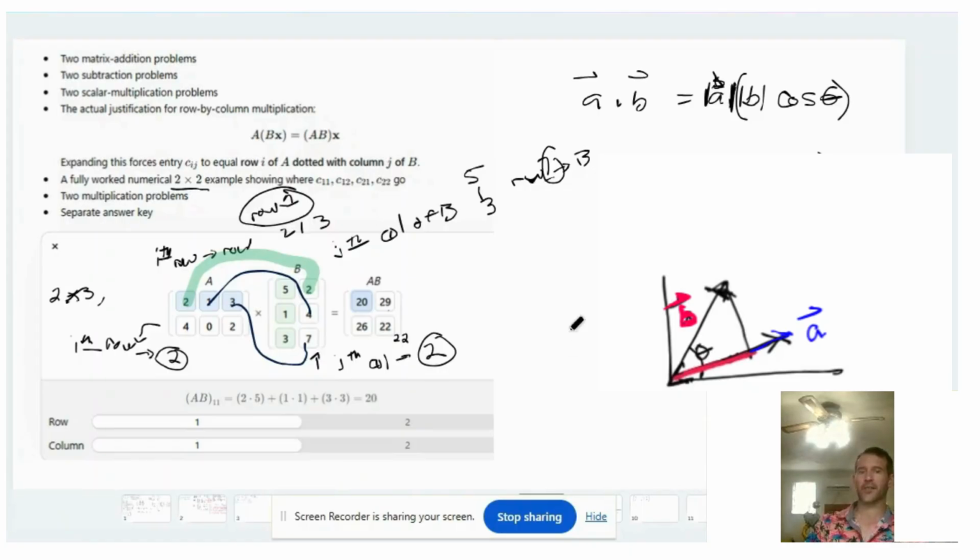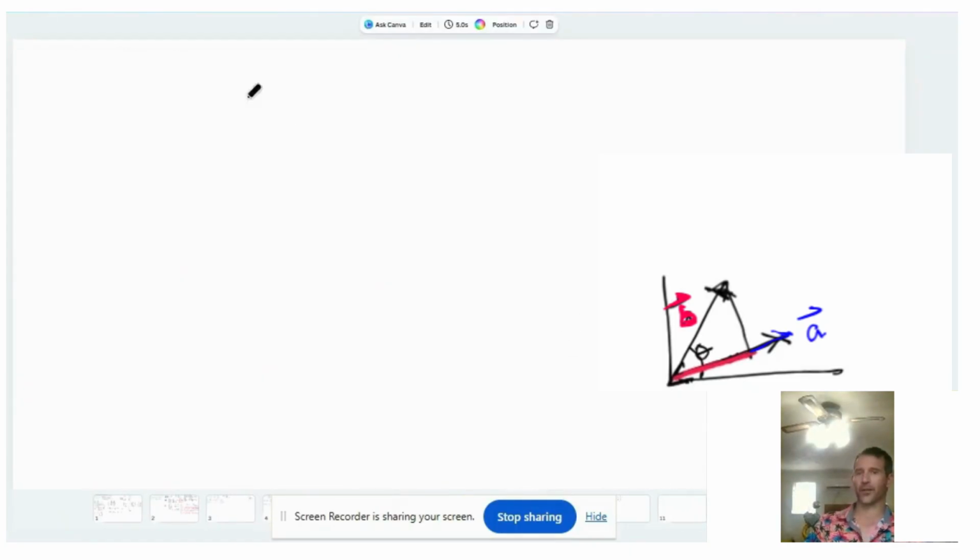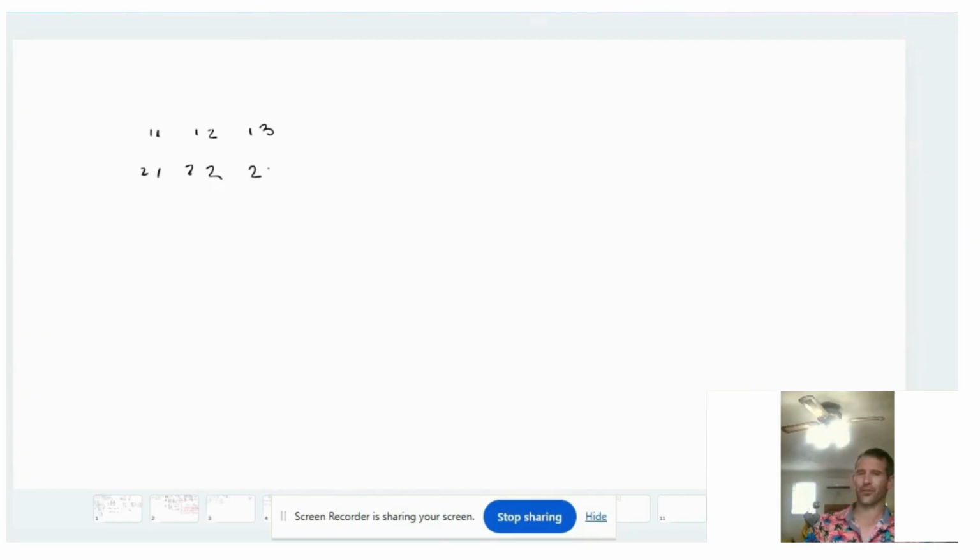So if we set this up, if we come up with an algorithm, respectfully, if we've got entry 1, 1, 1, 2, 1, 3, 2, 1, 2, 2, 2, 3, right? And then you've got 1, 1, 1, 2, 2, 1, 2, 2, 3, 1, 3, 3. What's interesting is this is a 2 by 3 matrix, first off, and this is a 3 by 2 matrix. But we ended up with a 2 by 2 matrix, right?